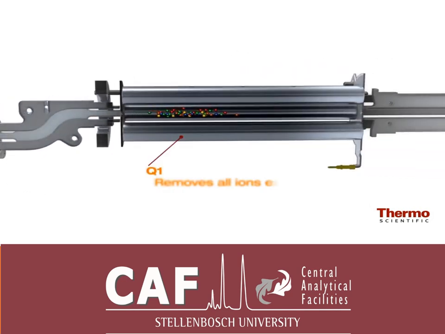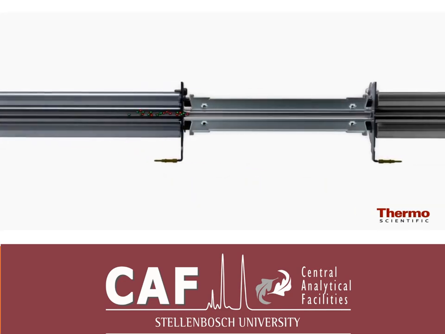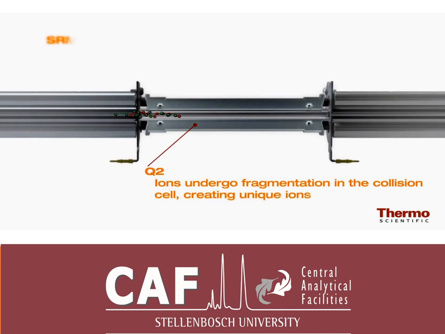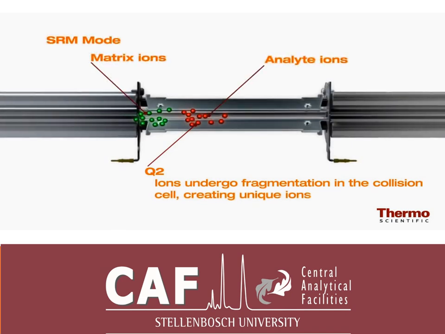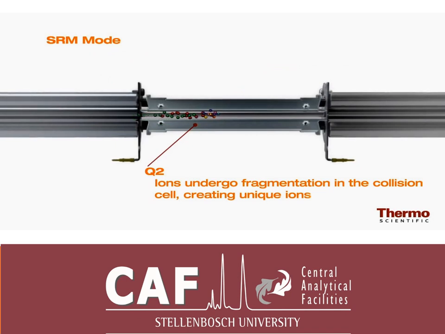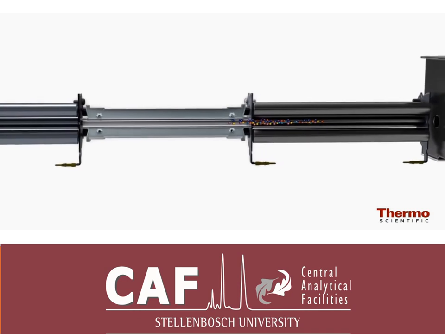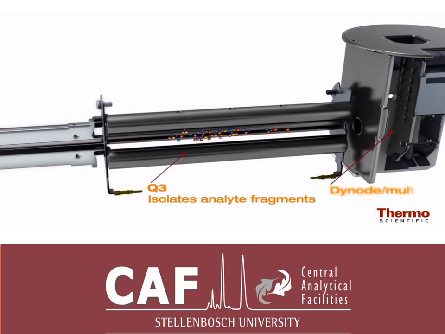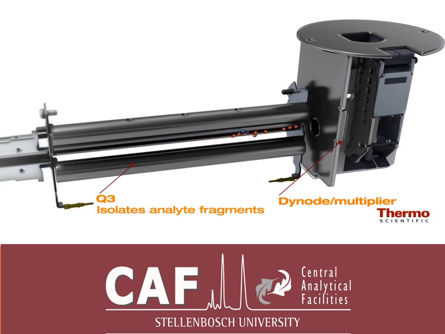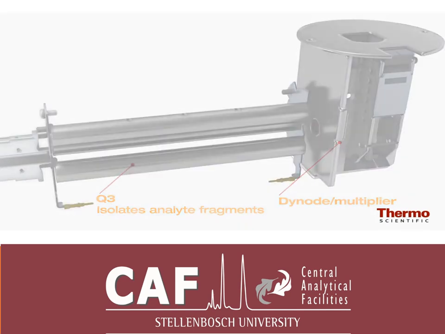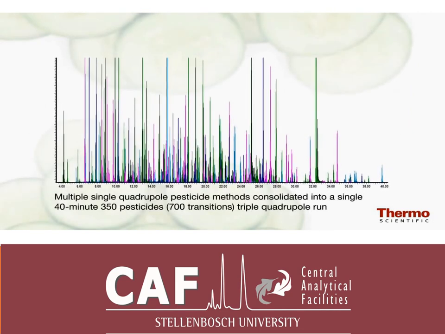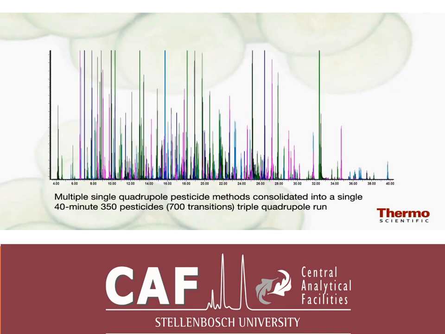As with a single quadrupole GCMS system, the first quadrupole will eliminate all ions except for the ones with the mass-to-charge ratio of your analyte. However, if a matrix ion of the same mass collides with your target, a single quadrupole system cannot differentiate the two. With the TSQ 8000 triple quadrupole system, these ions can undergo further fragmentation in the collision cell, creating unique ions. The unique ions are then isolated in the third quadrupole, eliminating the potential matrix interference before moving into the dynode multiplier. This allows you to lower detection limits in complex matrices and enables the operator to combine several methods into one.